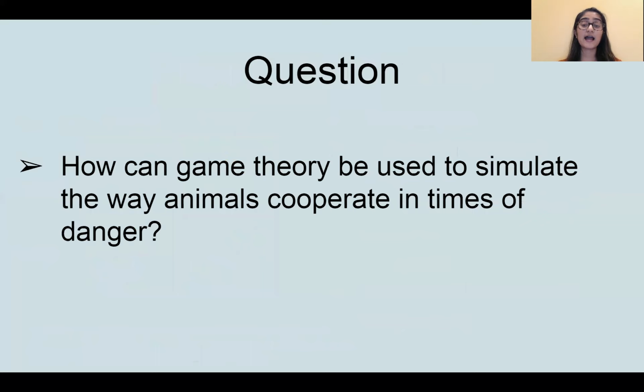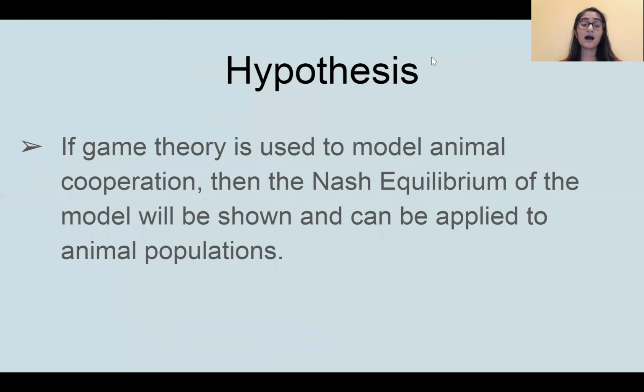My question is, how can game theory be used to simulate the way animals cooperate in times of danger? I hypothesize that if game theory is used to model animal cooperation, then the Nash equilibrium will be shown and it can be applied to animal populations.